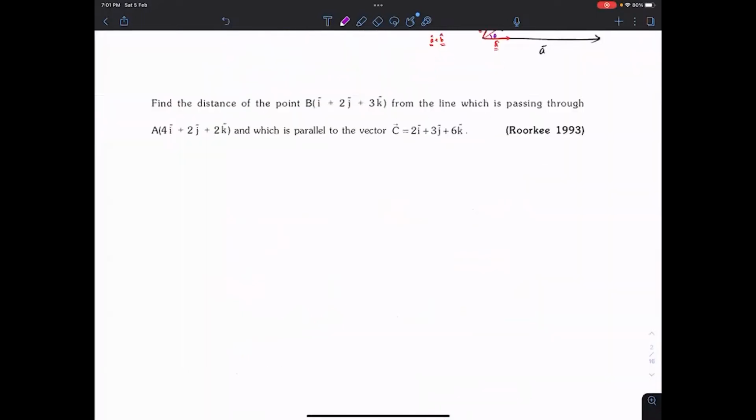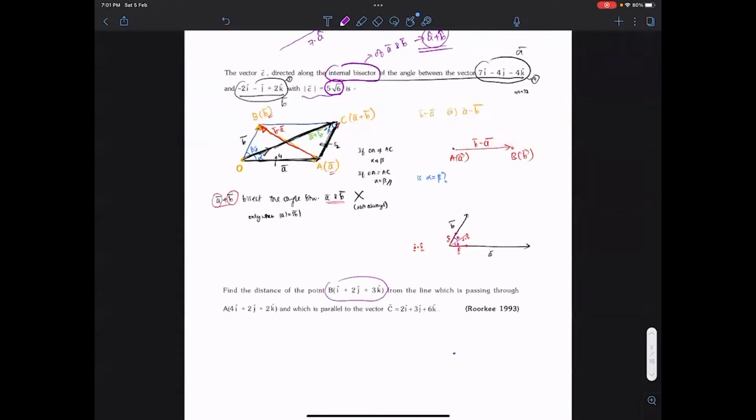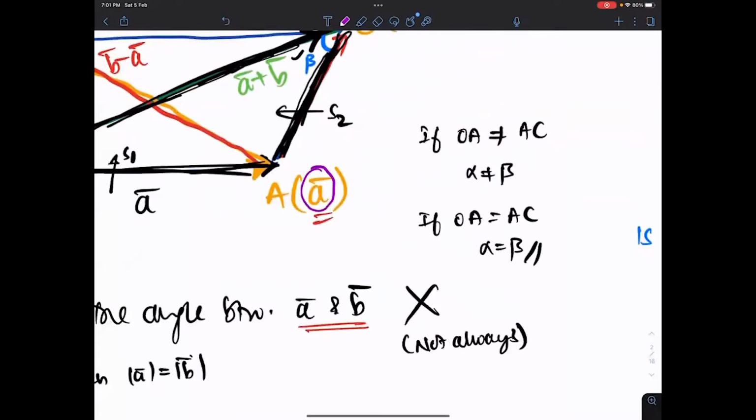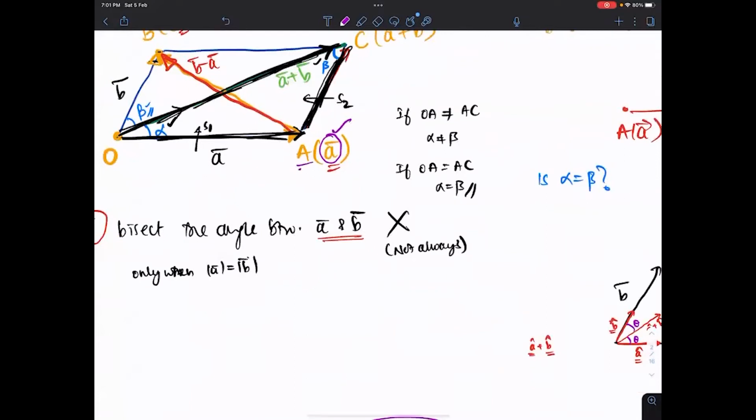Next, find the distance of the point. Okay, so there is a point whose position, like we have discussed earlier, whenever you are writing something, a bracket, in bracket a bar you are writing, that means that is the position vector of that point A.